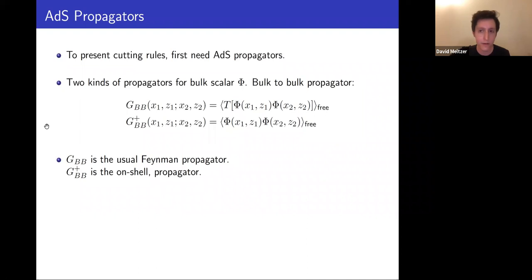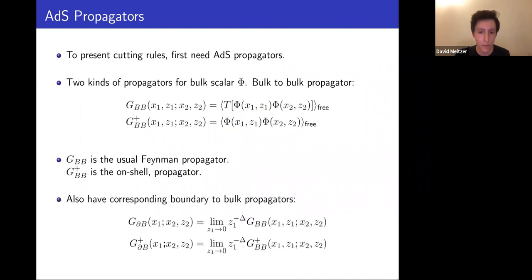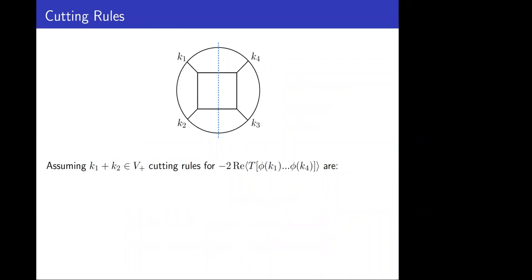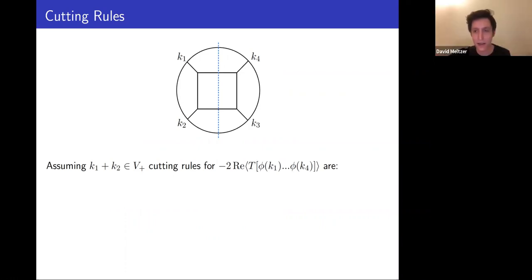Similarly, my bulk to boundary propagators also come in two forms. I just take one point to the boundary. I won't go through the derivation of the cutting rules for the real part, and I'll just present the results here, but if people are interested, I can also explain. I have a few extra slides on the relation to the largest time equation. But I think it's the same as in flat space, so I'll just read off the rules.